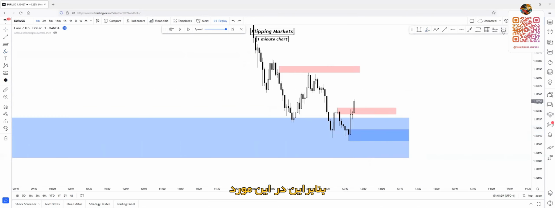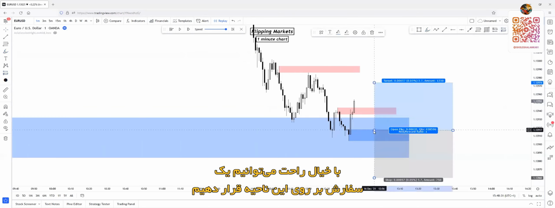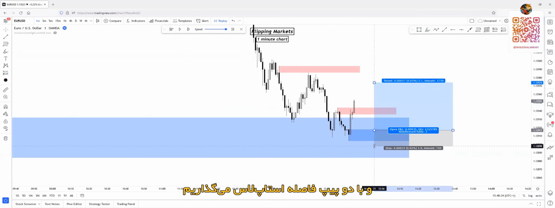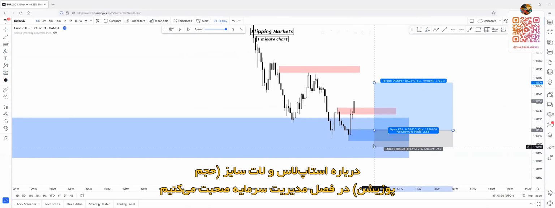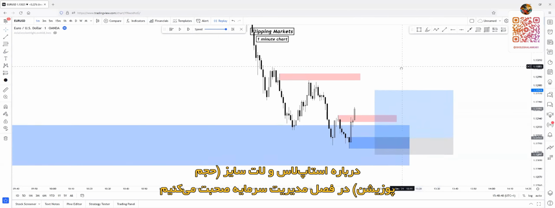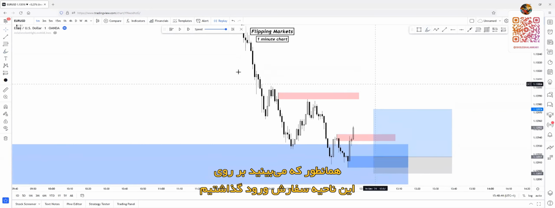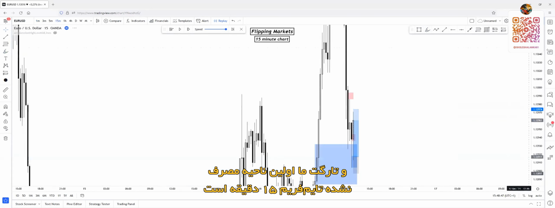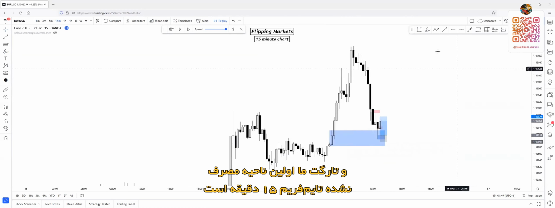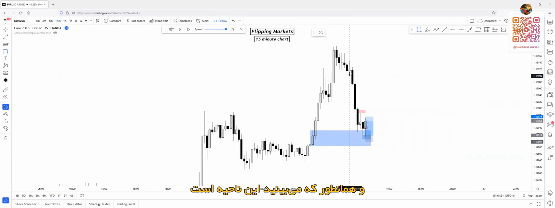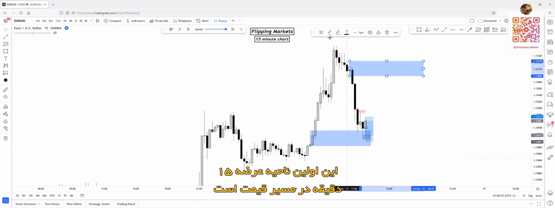So in this case, we can easily set a limit order on this zone, and we will use a 12-point stop loss. We will talk about the lot sizes and the stop losses in the money management unit. So we did set a limit order on this zone, as you can see, and our target point will be the next unmitigated 15-minute zone, which is this one here. As you can see, this is the next unmitigated 15-minute supply zone.